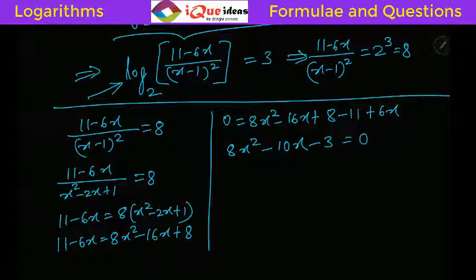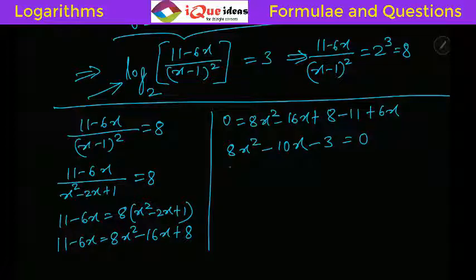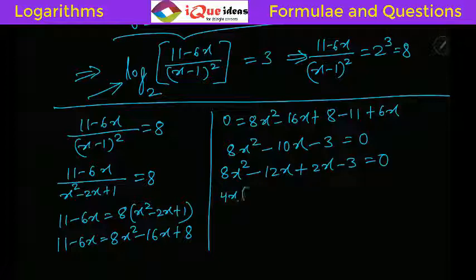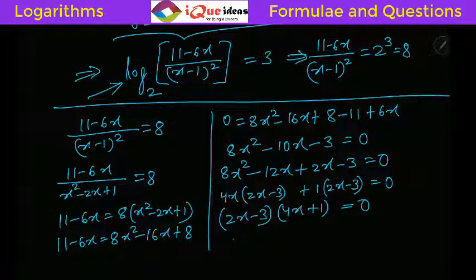Right? So it is 8x square minus 10x minus 3. Now 8 into 3 is 24, and 4 into 6 is 24, but here is a minus sign. So 12 minus 2 is 10, correct. So this can be taken as 8x square minus 12x plus 2x minus 3 equal to 0. So this gives us, if I take 4x common, 2x minus 3 plus 1 common, 2x minus 3. So finally we have 2x minus 3 common from everything, into 4x plus 1, that is equal to 0. So this tells us that from this one x is equal to 3 by 2, and from the other one x is equal to minus 1 by 4.